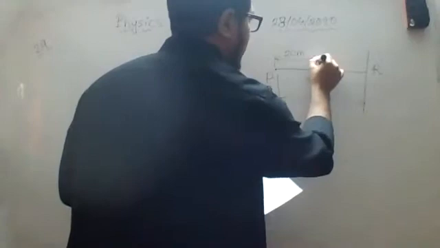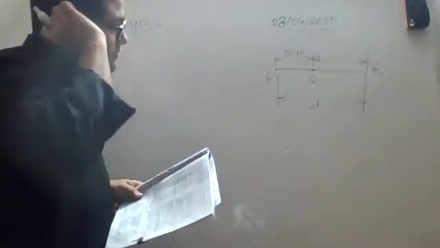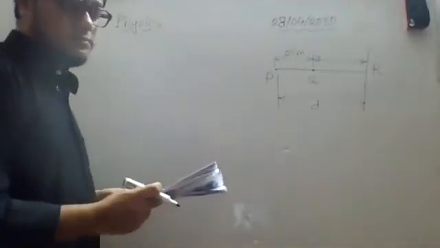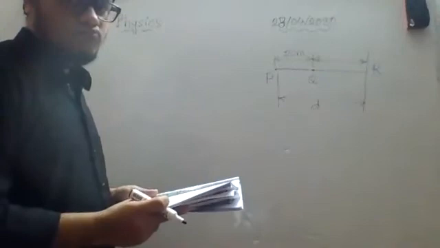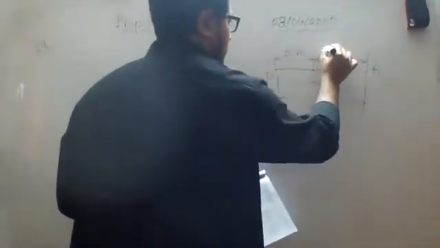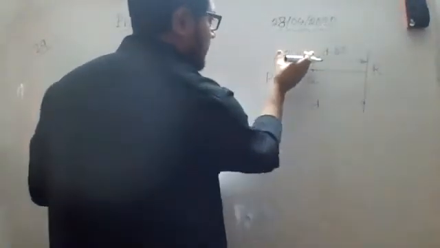Can anybody tell me what will be this distance? What will be QR? D minus 20. Very good. The whole distance is D. From there, you have to subtract this 20, then you will get this distance.